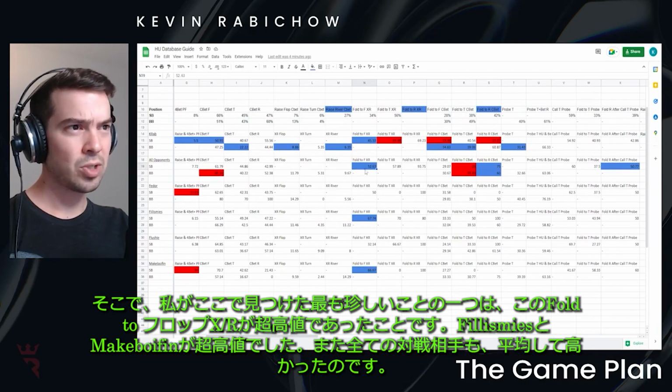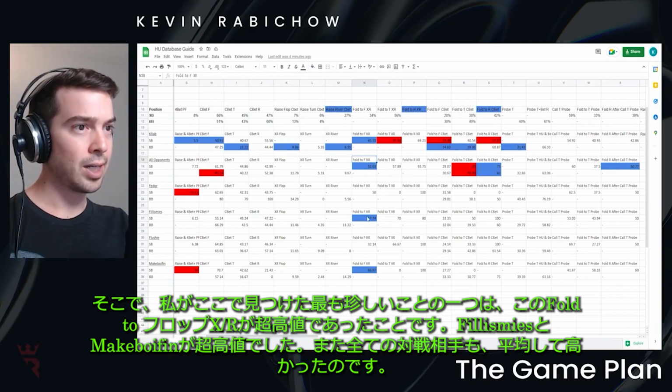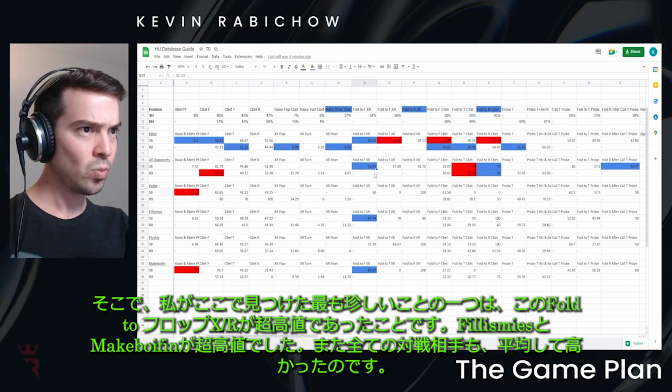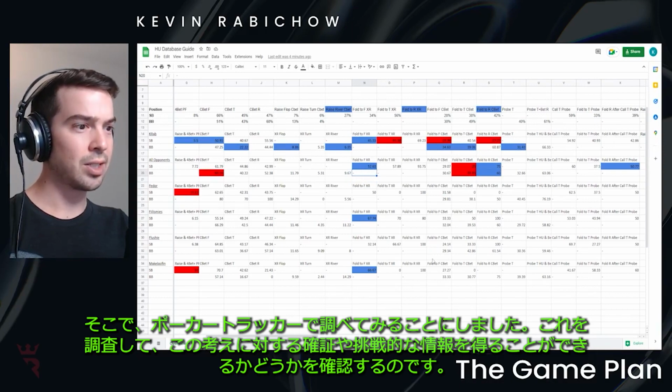So one of the most unusual things I found here was that the fold to flop check-raise was super high. For Phil Ismies and Make Boy Fin, it was extremely high. For all opponents on average, it was high. So we're going to go into Poker Tracker, investigate this, and see if we can come up with confirmation or challenging information to this idea.